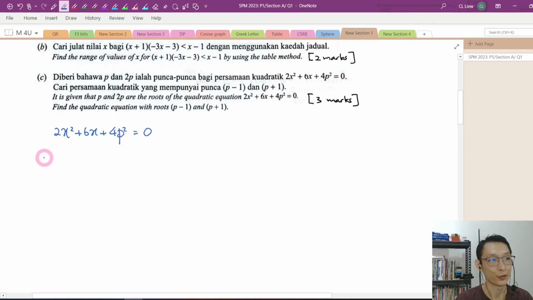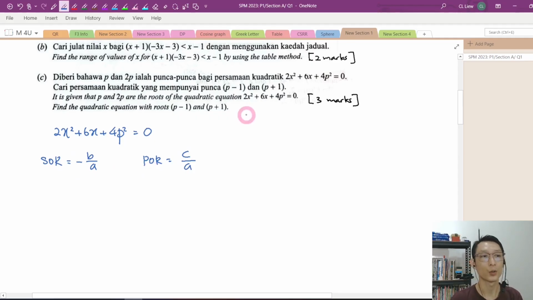Now, I hope that you still remember this. Sum of roots is equal to negative b over a. We have a negative over here. And product of roots is equal to c over a. No negative. So to form a quadratic equation, we can use this way: x squared minus sum of roots times x plus product of roots is equal to 0.